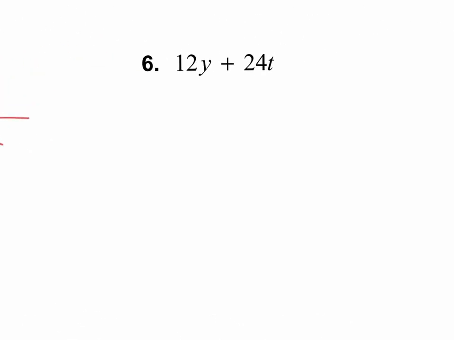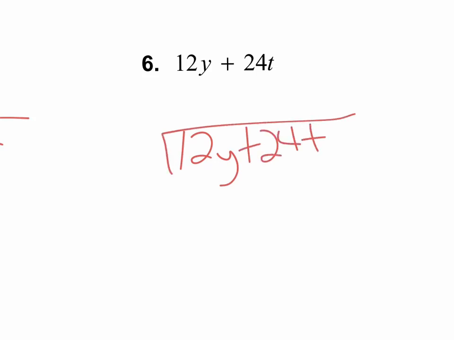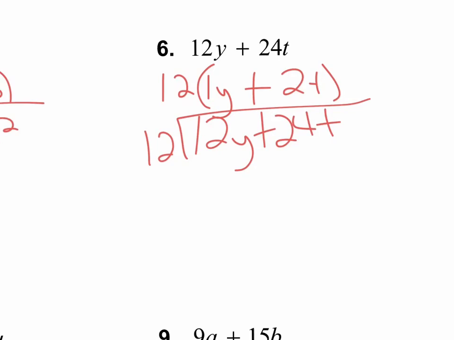Alright, 12y plus 24t. What is my biggest thing that goes in there? I know 3 goes into both of them, 4 goes into both of them, 6 goes into both of them. 12 also goes into both of them. So my greatest common factor is 12. 12y divided by 12 is just 1y. Bring up the sign. 24 divided by 12 is 2. You have that t, parentheses, and then bring out that 12 to the front. And that would be your answer right there.